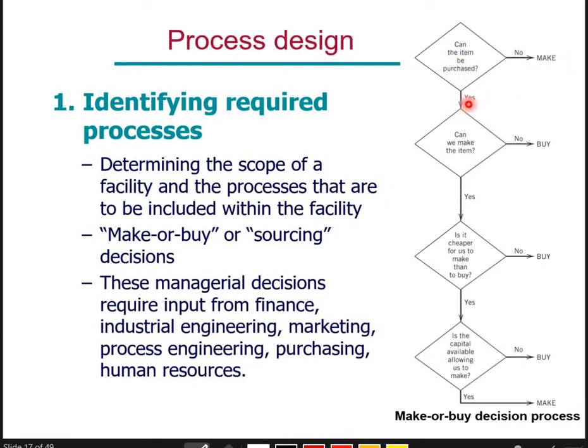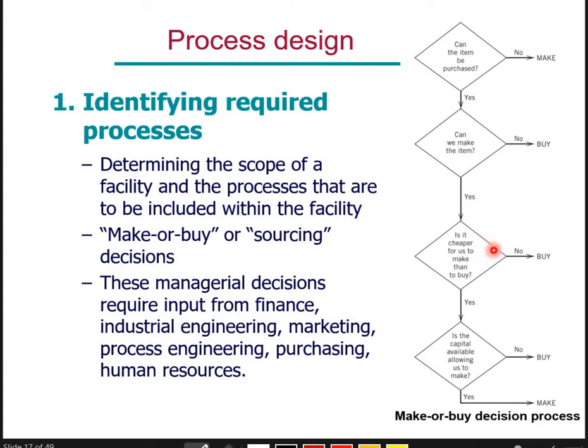But if there are some suppliers that are producing these parts, then you can ask this question: can we make this item by ourselves inside the facility? And if the answer to this question is no, it means that your only option is to buy. But if the answer is yes, so what does it mean? It means that there are suppliers outside, and also you can produce it by yourself.